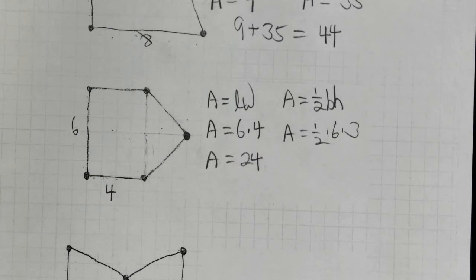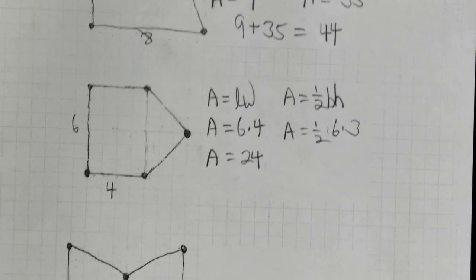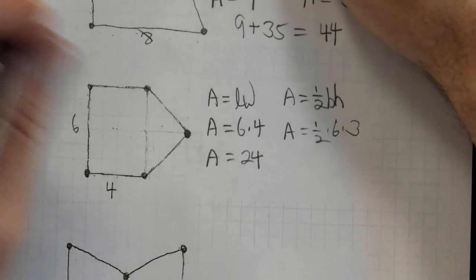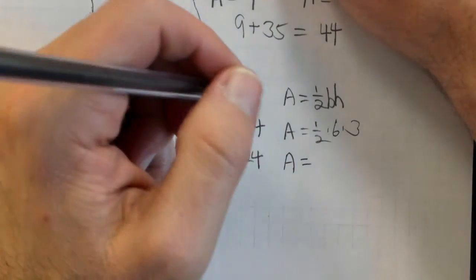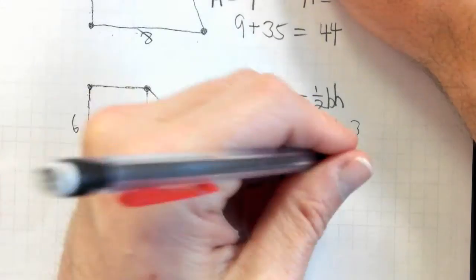And remember what we said. The base and the height have to be perpendicular to one another. Okay? Just a couple of things to keep in mind. So my area is equal to 6 times 3, 18. Half of that makes a 9.